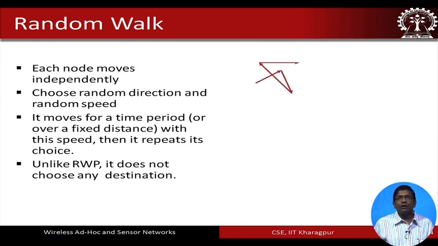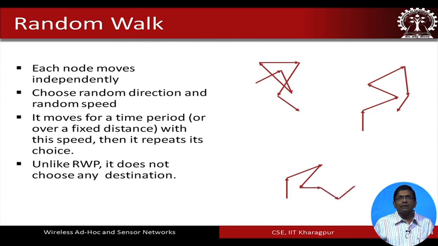Earlier, if you recall, the RWP model basically assumes that the destination is chosen randomly. Such a strategy is not adopted in the case of the random walk mobility model.